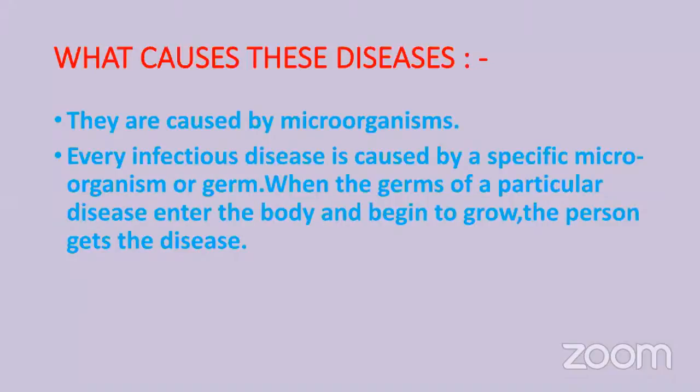As I said, when a healthy person goes near a sick person, that healthy person also gets the same disease. How does it happen? First thing, it is caused by microorganisms. Now just pay attention. What are microorganisms? Micro means very tiny, very small. You cannot see them with your naked eye. Organisms means living things. They are so small that they can be seen under compound microscopes only. Understood?